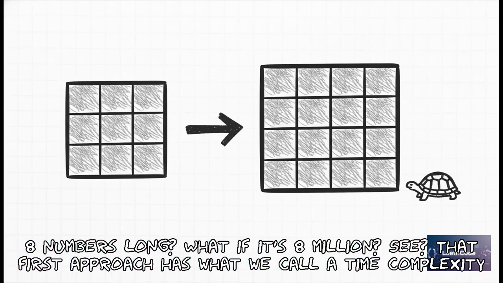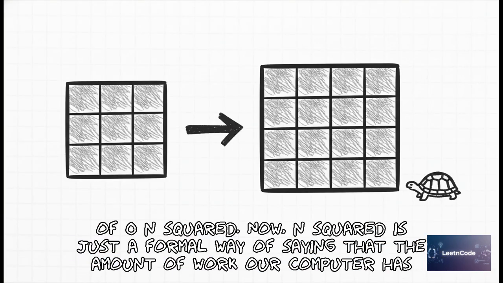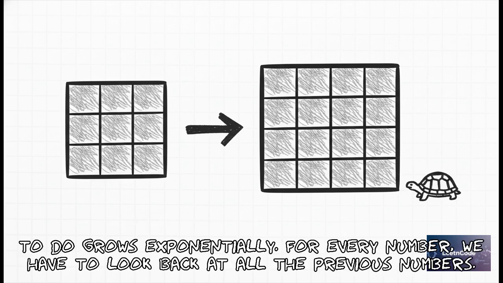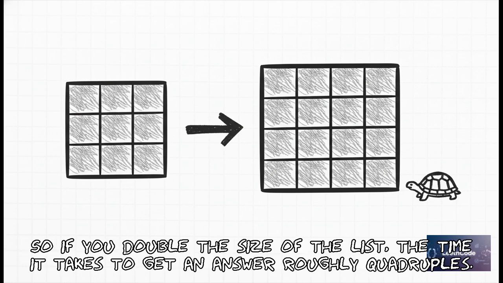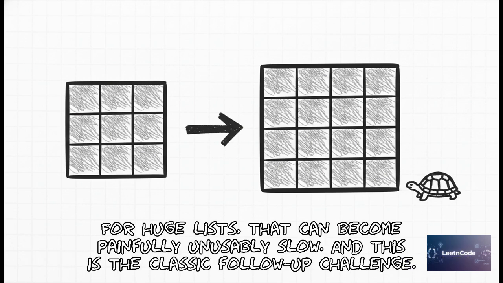See, that first approach has what we call a time complexity of O(n²). Now, n squared is just a formal way of saying that the amount of work our computer has to do grows quadratically. For every number, we have to look back at all the previous numbers. So if you double the size of the list, the time it takes to get an answer roughly quadruples. For huge lists, that can become painfully, unusably slow.